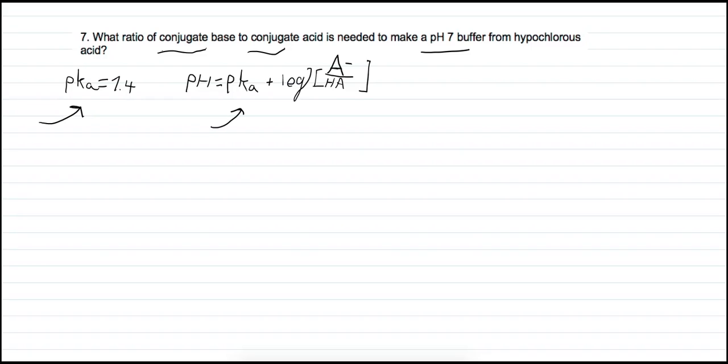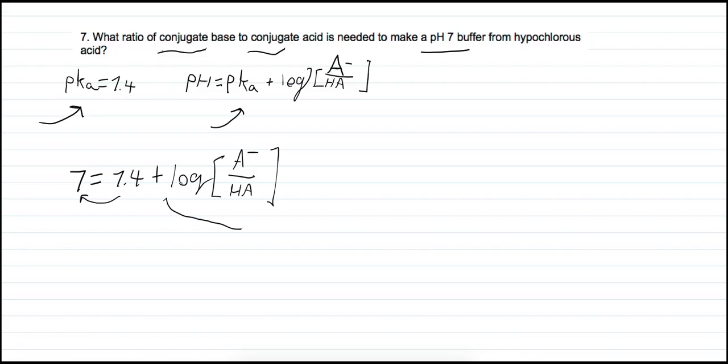The first thing you're going to do is write down what we know. So we know we want a pH of 7, and that equals our pKa, 7.4, plus the log of base to acid, so A minus over HA. The next thing you're going to do is get this side alone. So you're going to subtract 7.4 from 7. And that gives you negative 0.4 equals log of A minus to HA.